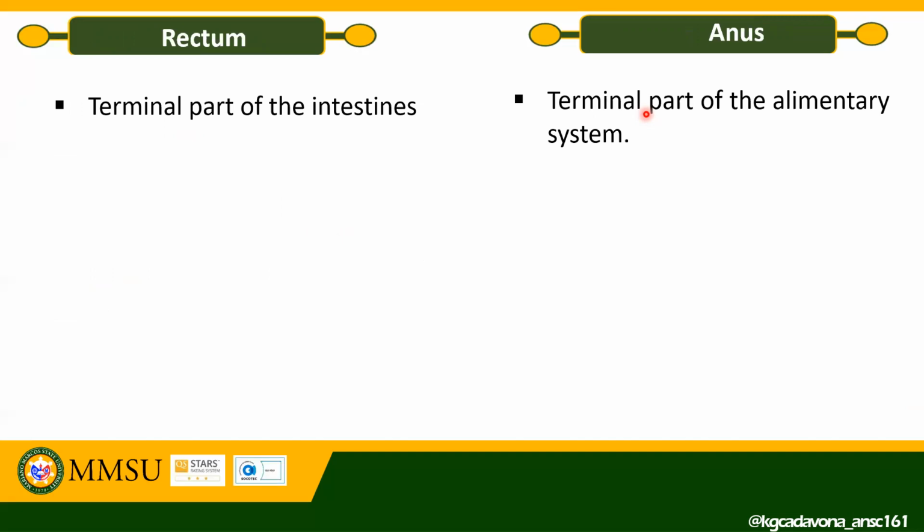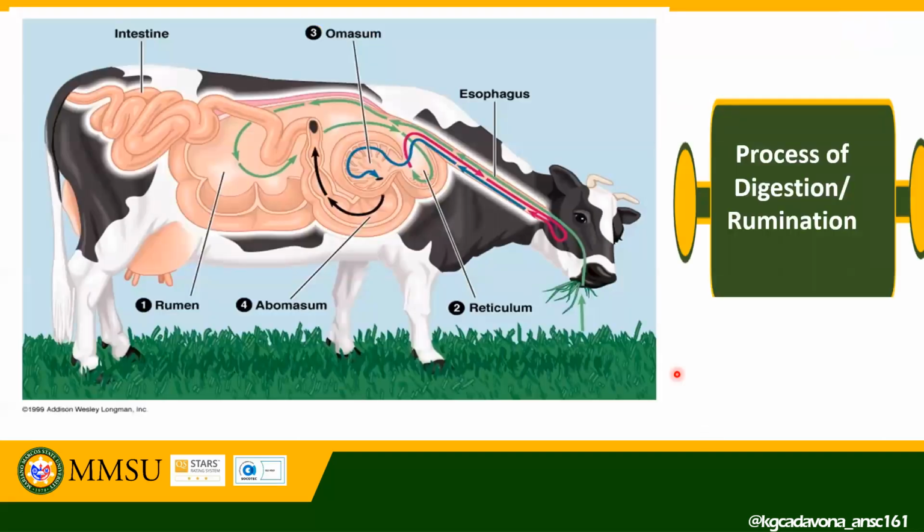So basic understanding naman na to. I do not need to discuss it furtherly or deeper. Ito kasi these are basic terms lang din naman in the digestive system of animals. So those are the different parts of the digestive system. Now we move to the most important process within the system, which is the process of digestion and rumination. Okay? So we'll try to have the step-by-step processes for you to understand well. So beginning from the mouth, okay?